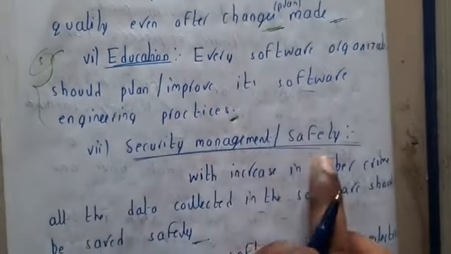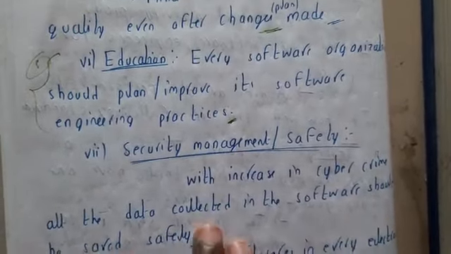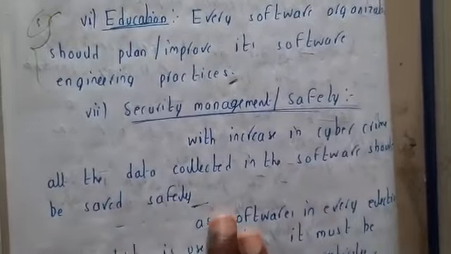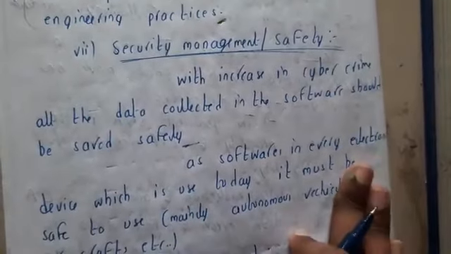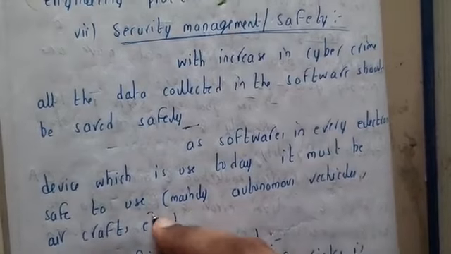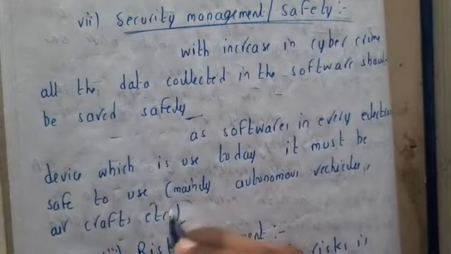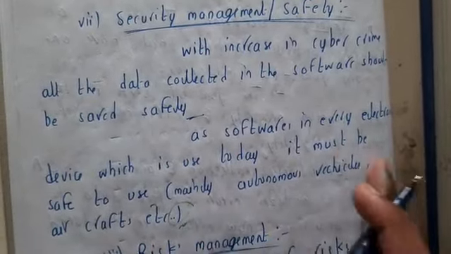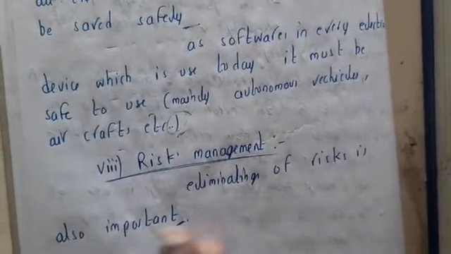Yes. So security management and safety. With the increase in cyber crime, all the data collected in the software should be saved safely. As software is in every electronic device used today, it is a must to save it in a proper way, mainly in autonomous vehicles and crafts. Those details should be kept highly private. Okay, so risk management. Eliminating risk is also important.